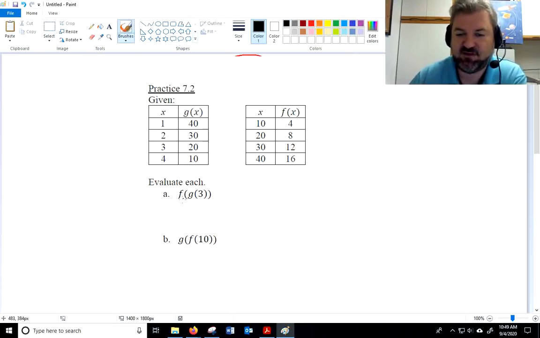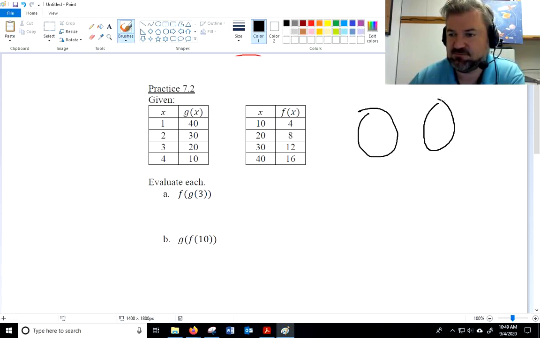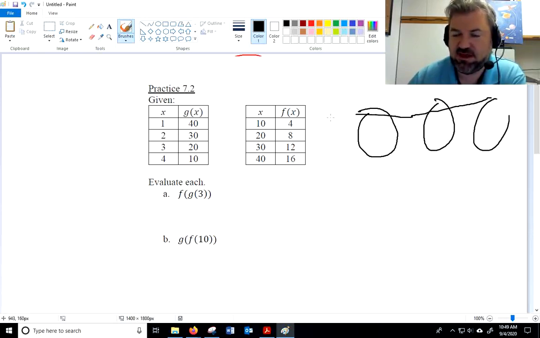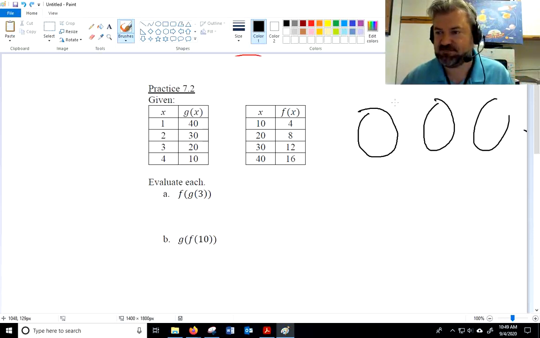Okay, so f of g of 3. So remember what's going to happen here. When you compose f of g of x, what's happening is g is going to go first and move the x to g of x, and then f is going to move those over. So 3 is an x value. G is going to map 3. You can see from the table that G maps 3 to 20. Then we got to go over here and find what F maps. Well, F maps 20 to 8.